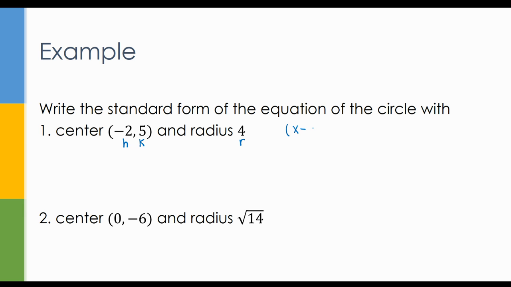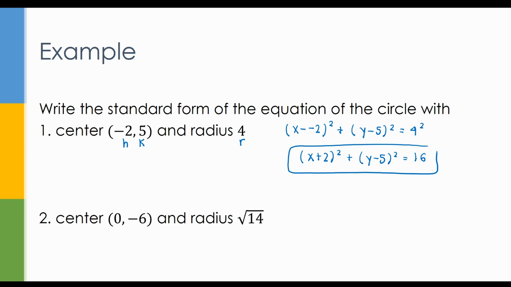So we're going to have (x - (-2))^2 + (y - k)^2 = the radius squared. Well, with back-to-back negatives, we have (x + 2)^2. There's nothing to change or simplify in that second parenthesis. 4 squared is 16, so here is my equation of the circle, given my center to be (-2, 5) and my radius to be 4.